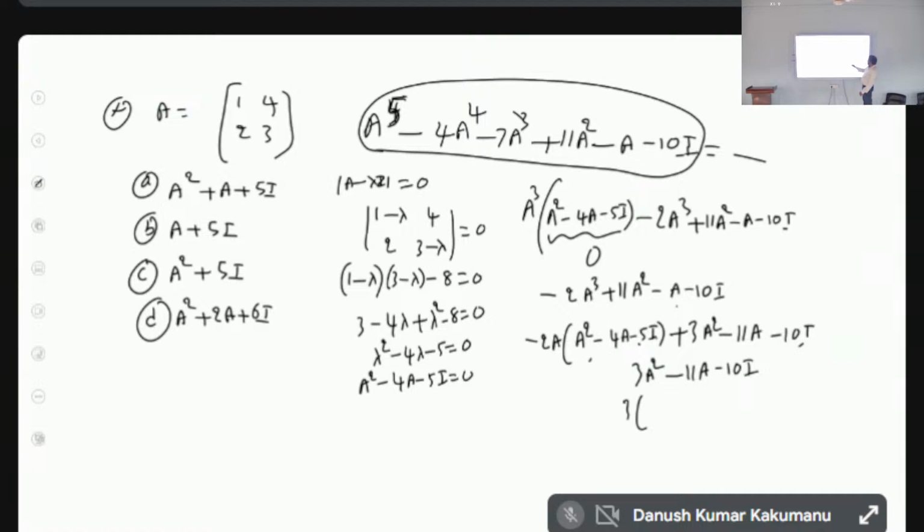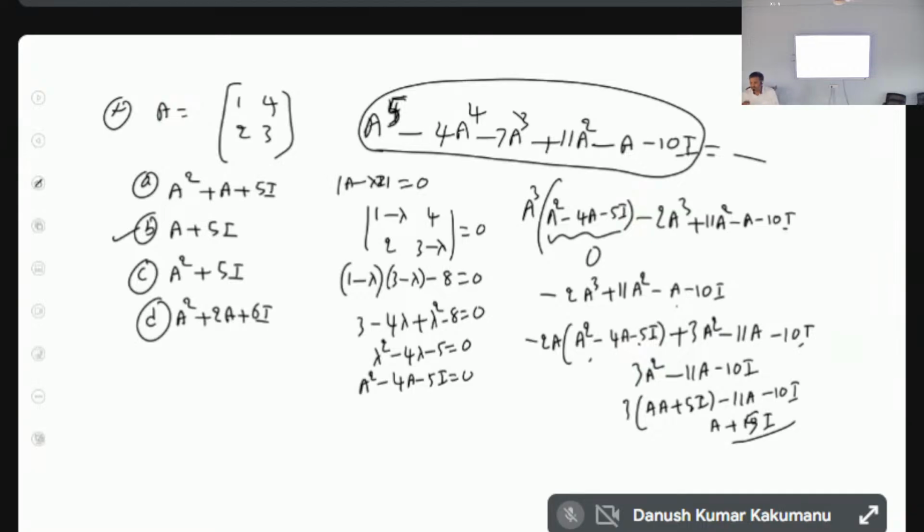What is A square here? It is 4A plus 5I. So 12A plus 15I minus 11A minus 10I. This is A plus 5I, the correct answer. Option B is correct. This type of question is a 2 marks bit.